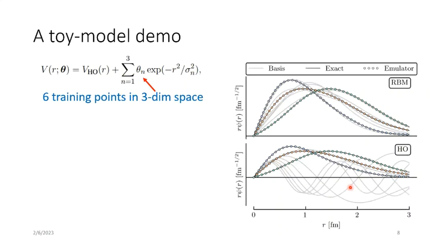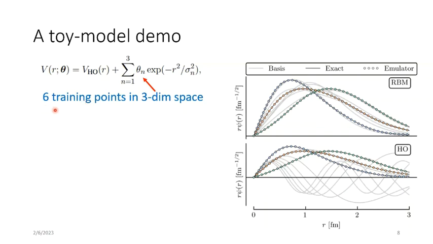This is a toy model demo. Imagine that you have 1 particle, and you have some interactions. So we're doing quantum mechanics, trying to find the ground state of the system. Imagine you have 3 parameters, theta 1, theta 2, theta 3. In that 3-dimensional space, we use just 6 training points.